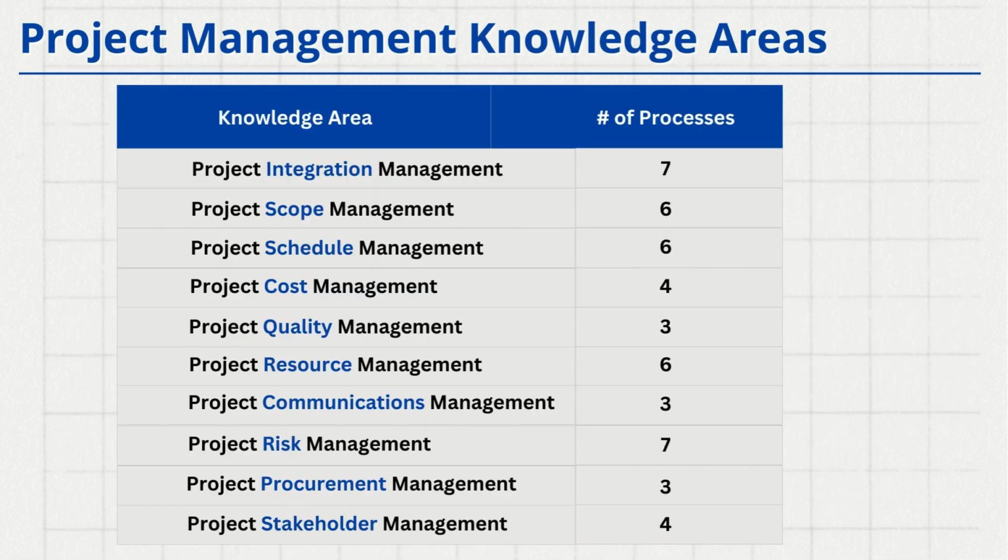Apart from the process groups, we also have knowledge areas. Initially, there were 9, but the previous edition added a new knowledge area, which is stakeholder management. So now we've got 10 knowledge areas. Starting with integration management, it is one of the biggest among these 10 knowledge areas. Then we have scope management, schedule management, cost management, quality management, resource management, communications management, risk management, procurement, and stakeholder management.